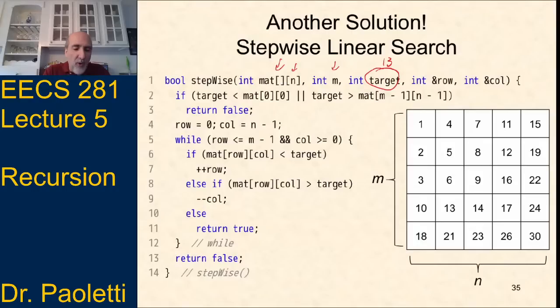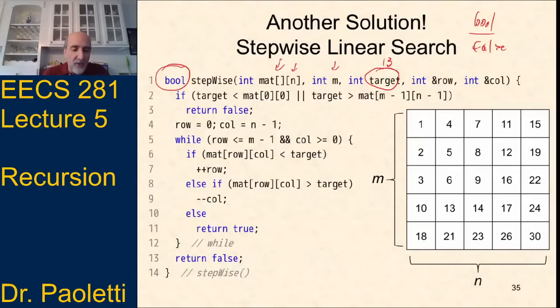And then row and column. See, I've got to get 2 things out of here. I've got to get the row and column of 13, if it's in there. And the Boolean that I'm going to return says I found it or didn't find it. If the Boolean is true, then these values have been changed and they make sense. If the return value is false, we don't look at the row and column. They don't mean anything. They do get modified, but we don't look at the values if the function returns false.